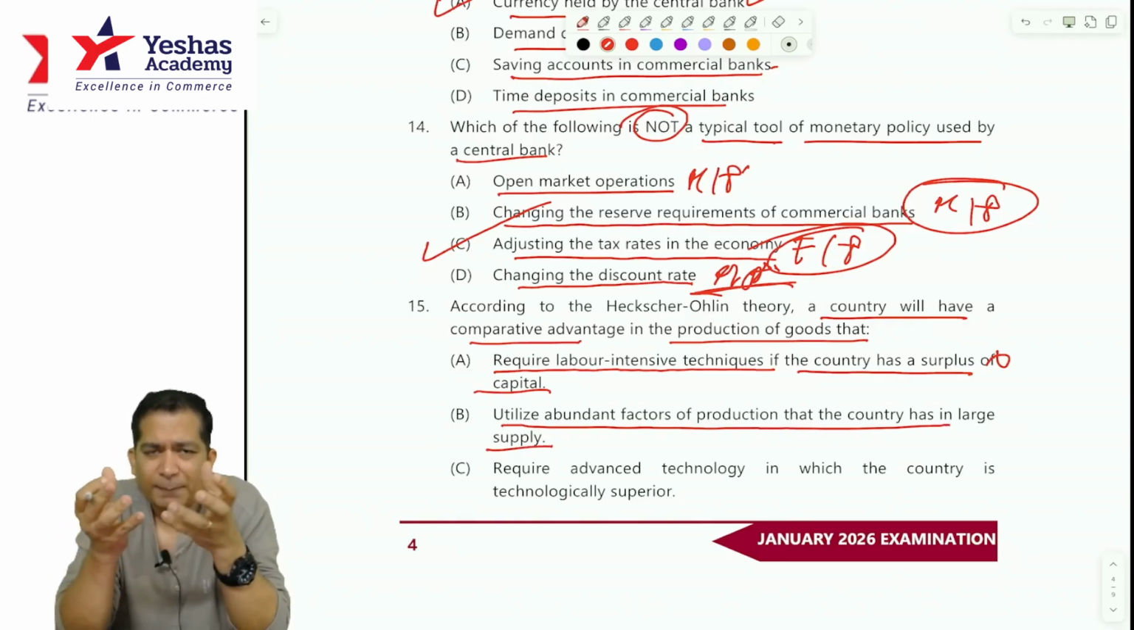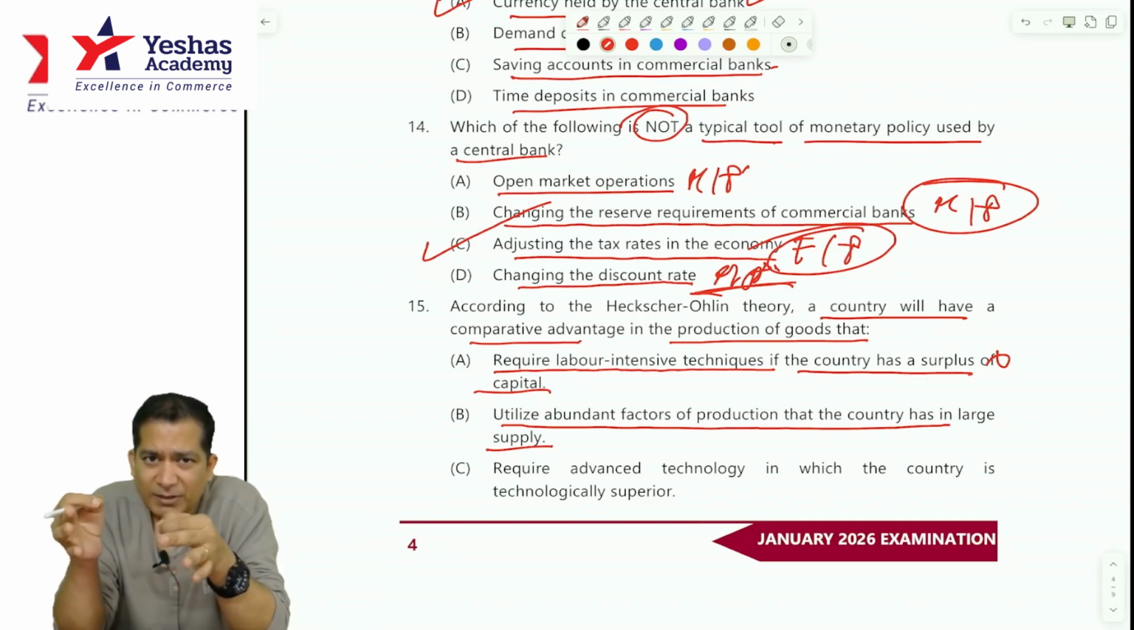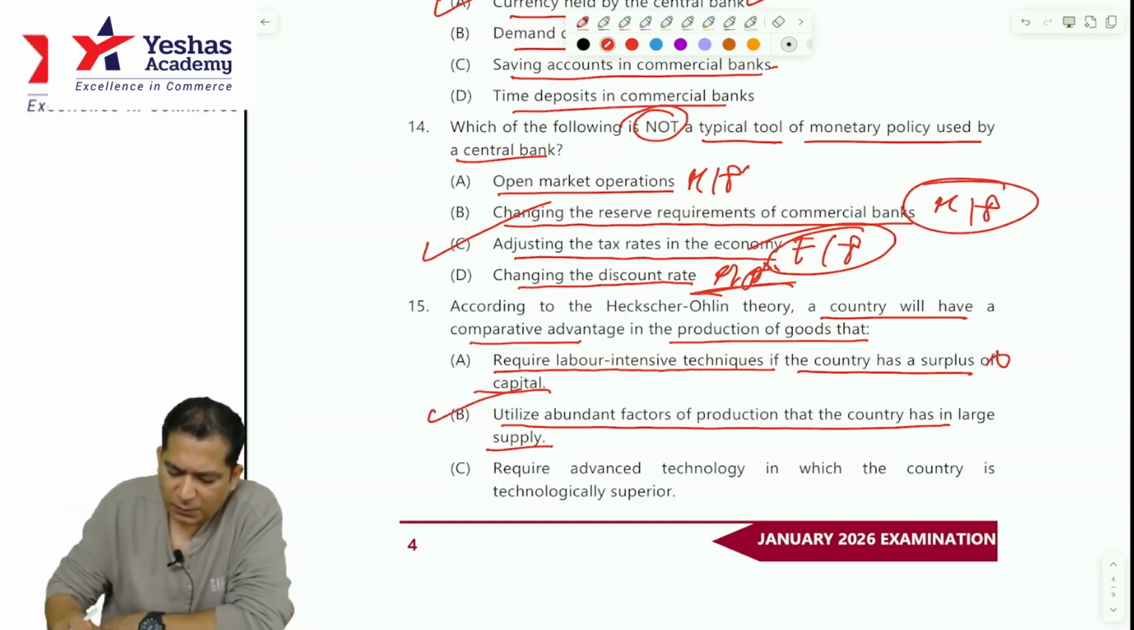For example, a capital surplus country will use capital intensive techniques of production because labor is expensive. But a labor surplus economy will have cheaper labor, so they will use labor intensive methods of production. So this is the option correct.